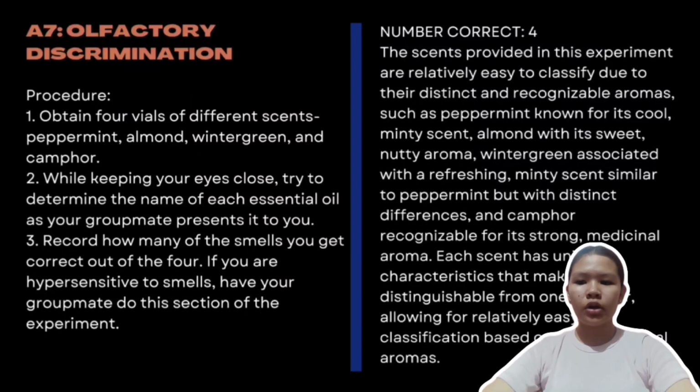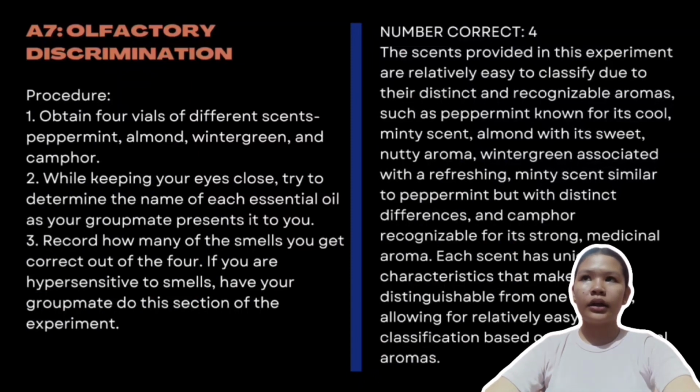For the procedure, obtain four vials of different scents: peppermint, almond, wintergreen, and camphor. While keeping your eyes closed, try to determine the name of each essential oil as your groupmate presents it to you. Record how many of the scents you get correct out of four. If you are hypersensitive to smells, have your group mate do this section of the experiment. I correctly identified four different scents.